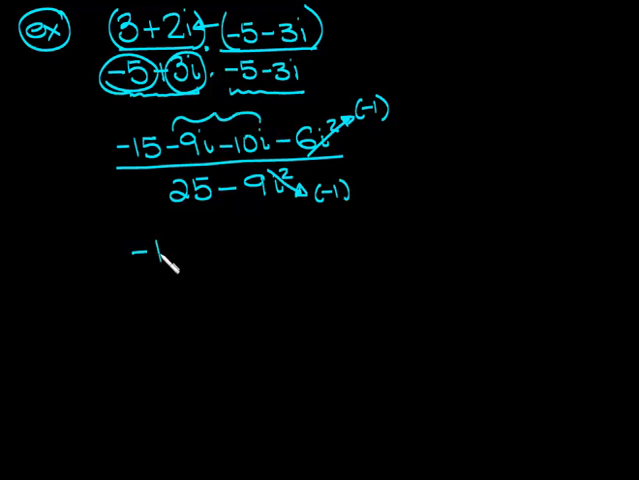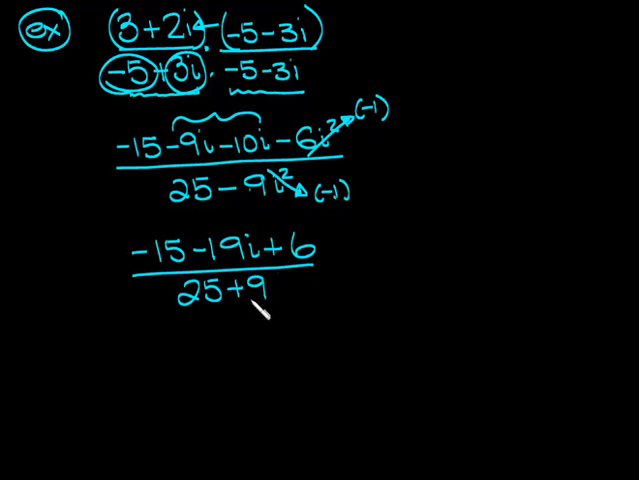So you get negative 15 minus 19i plus 6. On the bottom we get 25 plus 9, because negative 9 times negative 1 is positive 9, negative 6 times negative 1 is positive 6. Once again, I can collect these two terms because they don't have an i in them. So you get negative 9 minus 19i divided by 34.